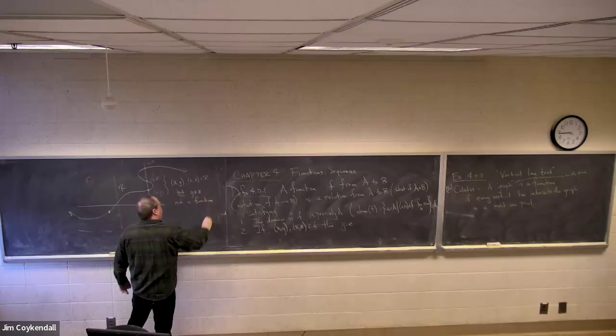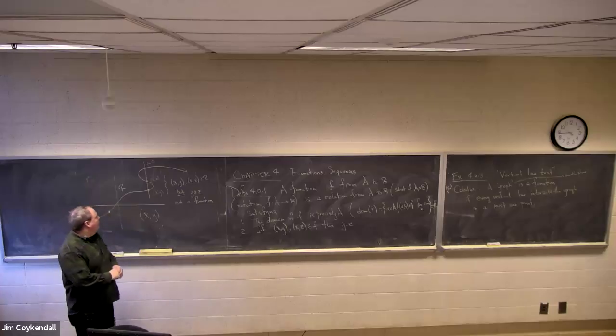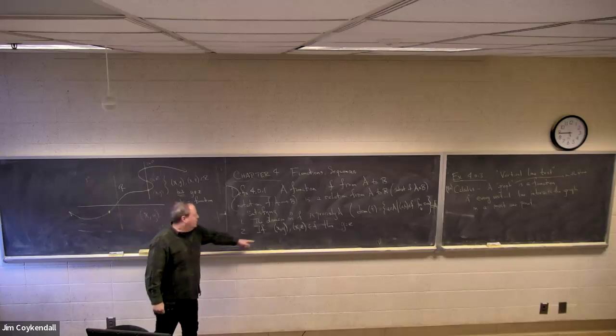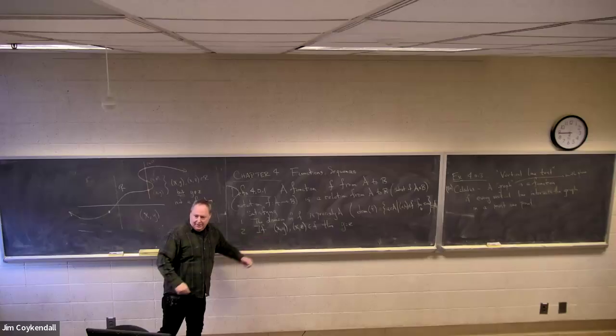So what we've shown is if you can draw a vertical line through it and hit it in more than one point, it can't be a function, right? Because you violate this. Everybody agree?